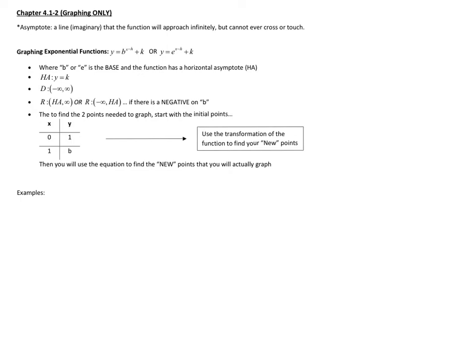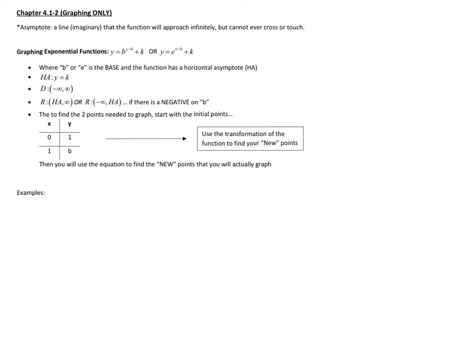In this section, we want to look at graphing an exponential function. So one thing we need to remember from rational functions is about an asymptote. Remember, an asymptote is a boundary line, basically an imaginary line that the function is going to approach off to infinity, but it can never cross or touch. The reason we need to remember this is because an exponential function also has an asymptote.